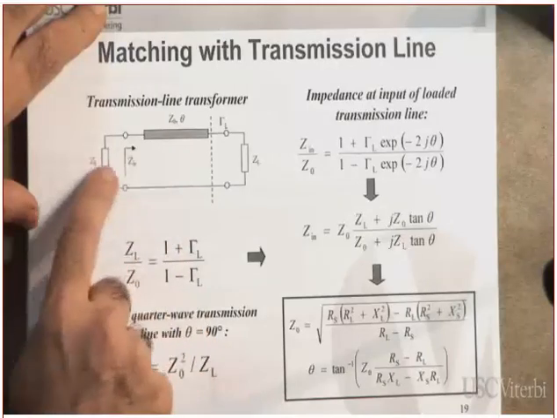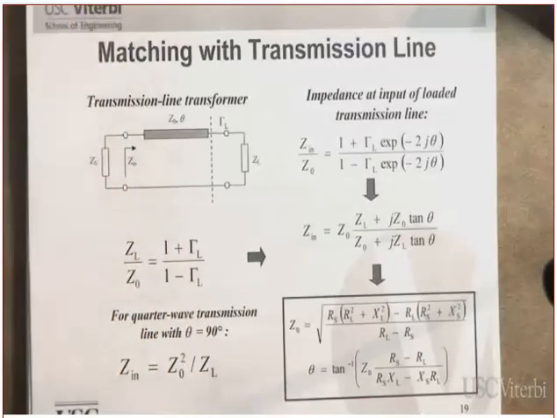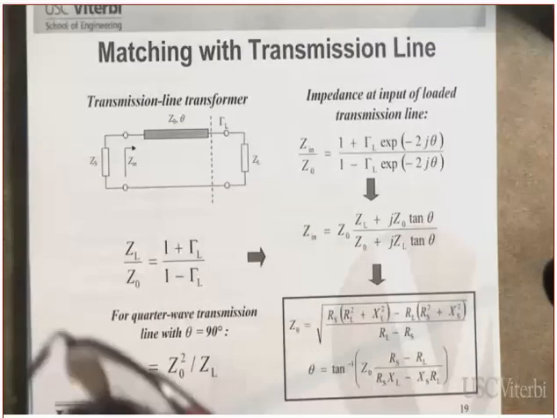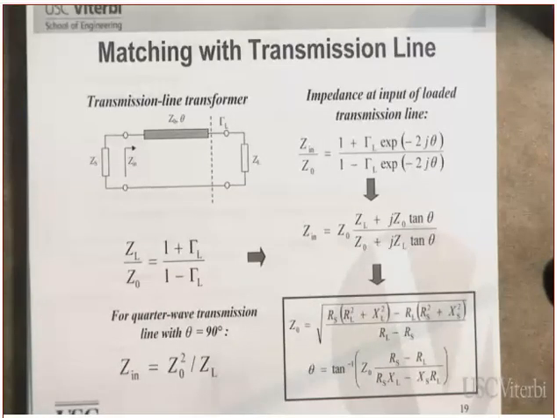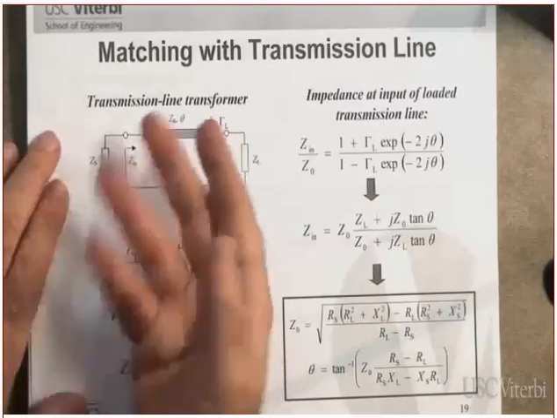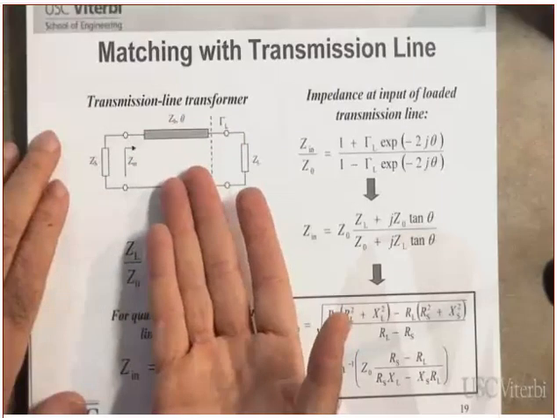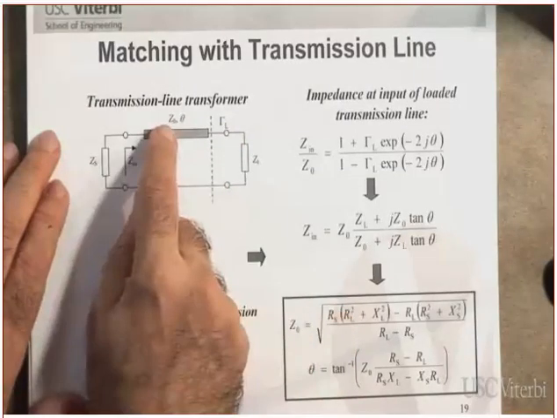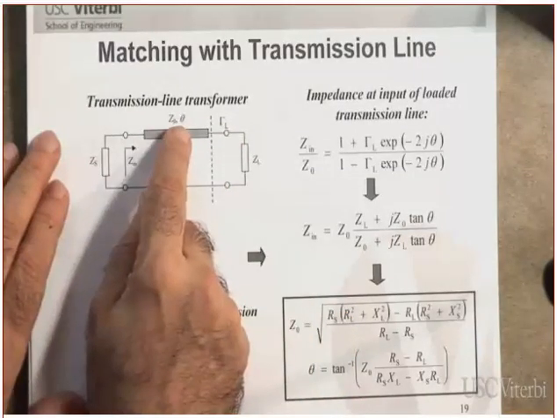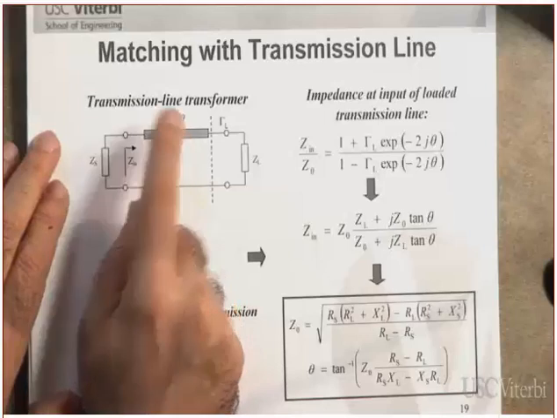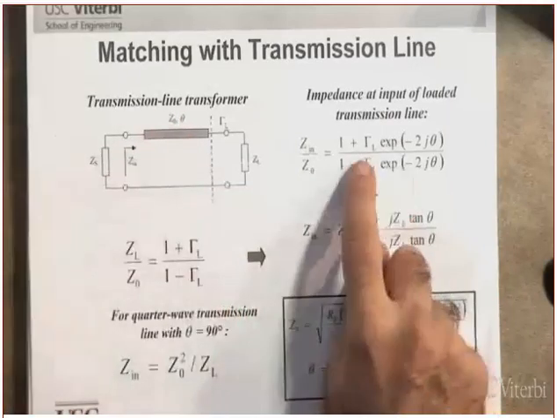When we say match, it means Zn equal to ZS conjugate for maximum power transfer. Clear? So what is the unknown here? The unknown is the Z naught and the theta. Theta is the phase. So look at this equation.